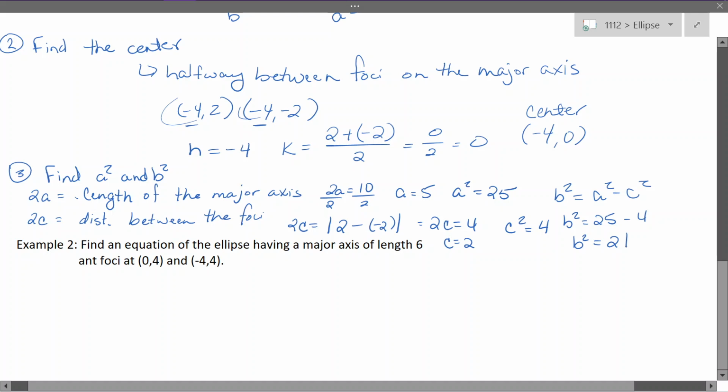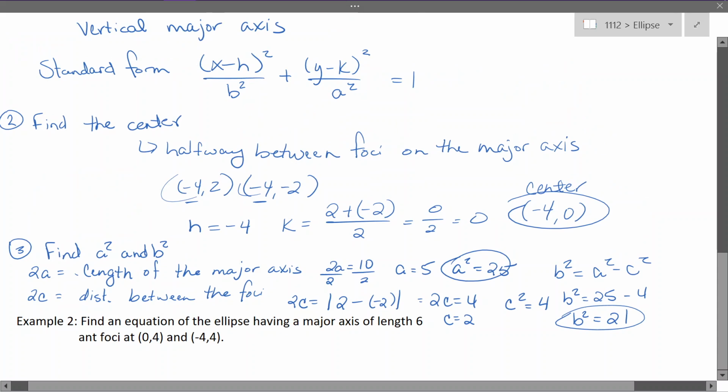So now we have the pieces that we need. We have our b squared, we have our a squared, and we have our center. So we have x minus h is -4, so (x plus 4) squared over b squared, which is 21, plus (y minus 0) squared over a squared, which is 25, equals 1. If we simplify, we get (x plus 4) squared over 21 plus y squared over 25 equals 1.